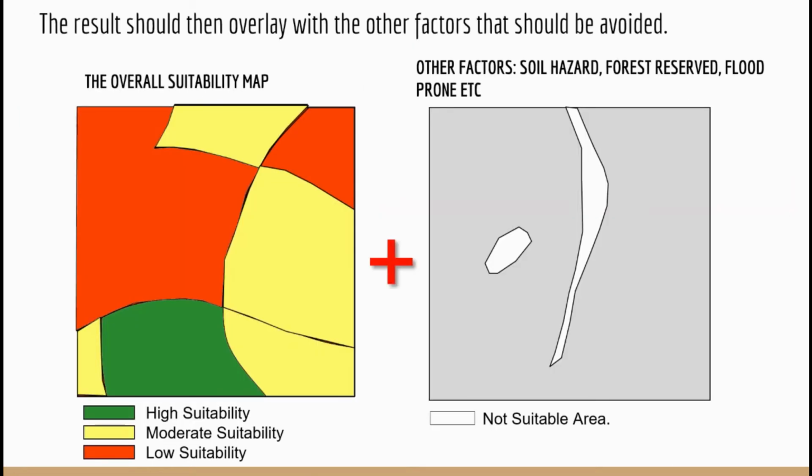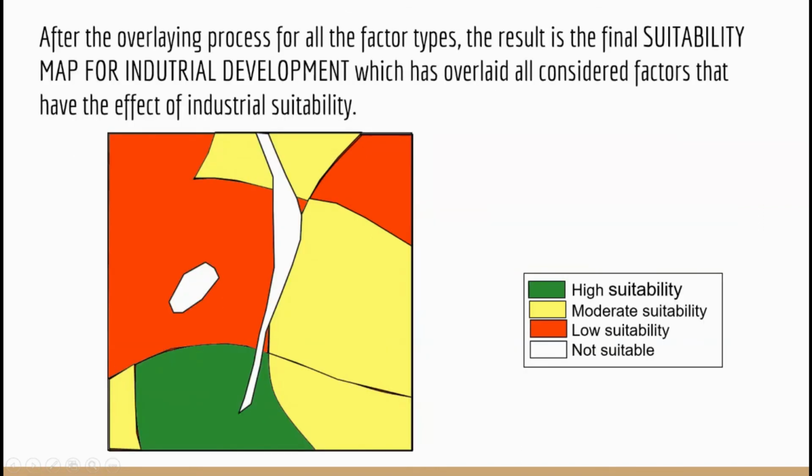Okay. The result should then be overlaid with the other factors that should be avoided, which we said earlier are to be excluded. Okay, this is the overall suitability map we got earlier, between the 5 maps we overlaid. We got high suitability, moderate suitability and low suitability. But we have factors to be excluded earlier. We do not want to include soil hazard, forest reserve or flood prone area. So the white is the not suitable area for industry, in our case the industry area. So when we overlay these two maps, we will get one like this.